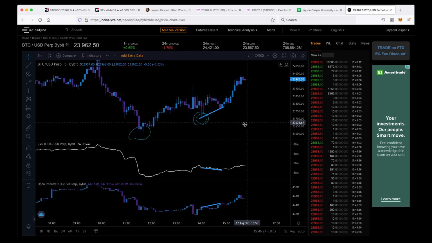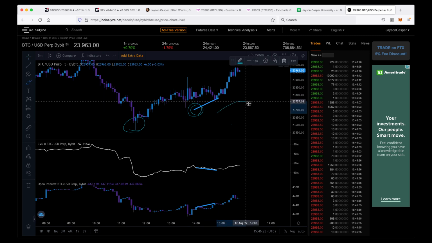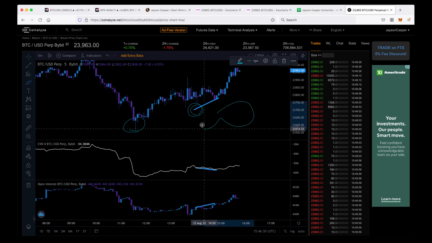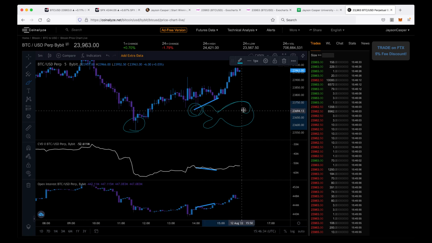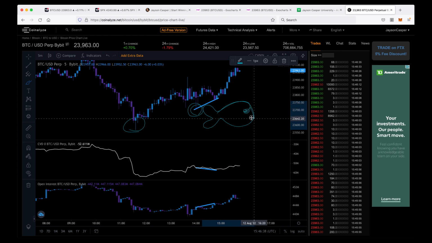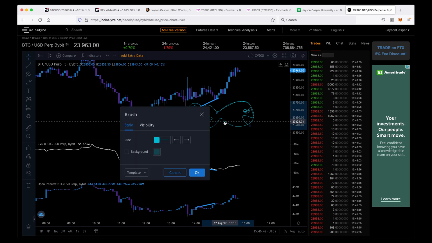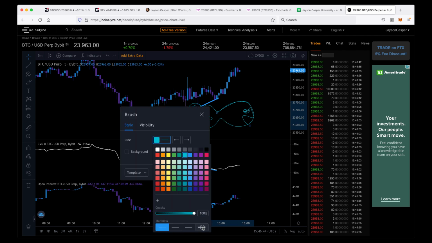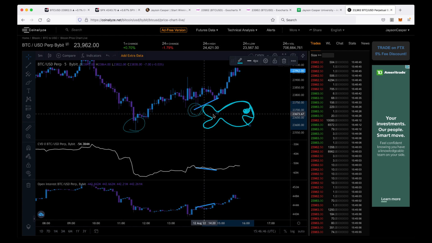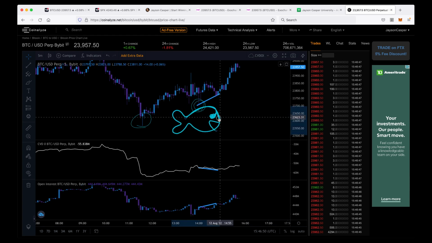Why? Because this is telling us that there is a whale down here. This is a whale, as you can see. He's got an eye right here, and he's got a big old mouth like this. Now, this whale wants to long. The only way this whale is going to be able to long is if other people are shorting.